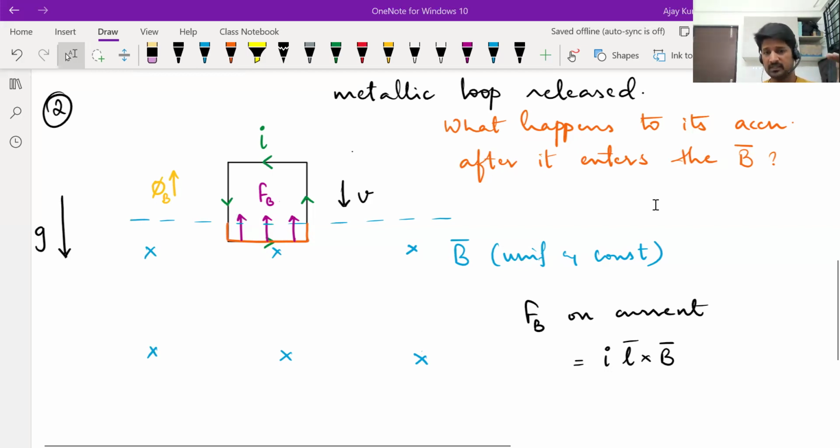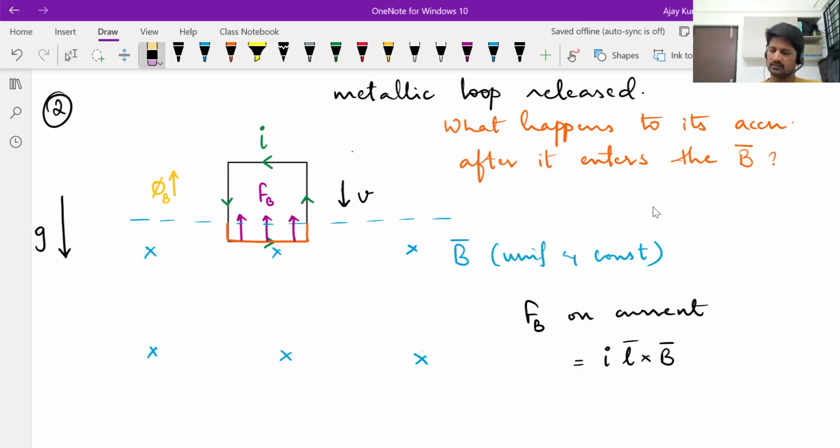Now, the loop is still entering into the magnetic field. It's not completely inside. The part of the loop which is inside the magnetic field carries a current, so it will experience some force. The entire loop is a closed object, but the part of the loop inside the magnetic field, which I have highlighted in orange, is not closed. So it's like a current carrying wire inside a magnetic field. A current carrying wire in a magnetic field experiences a force given by IL cross B.